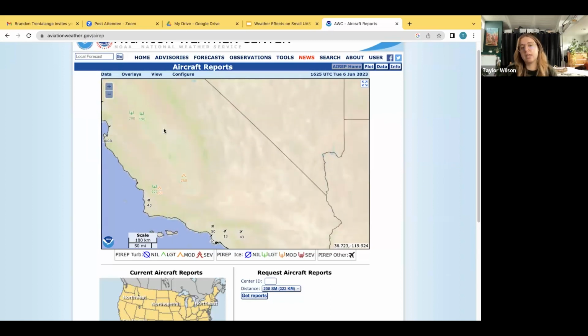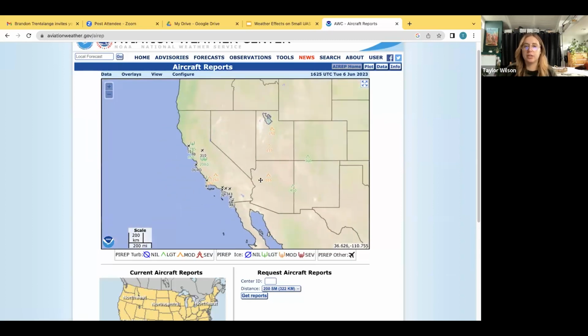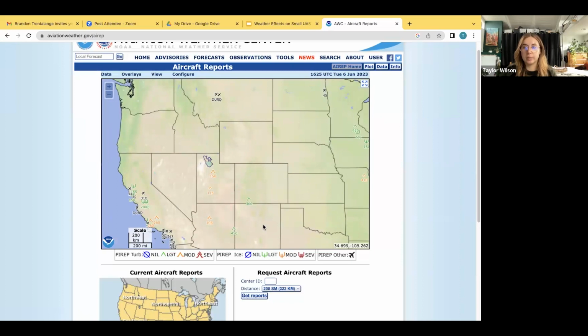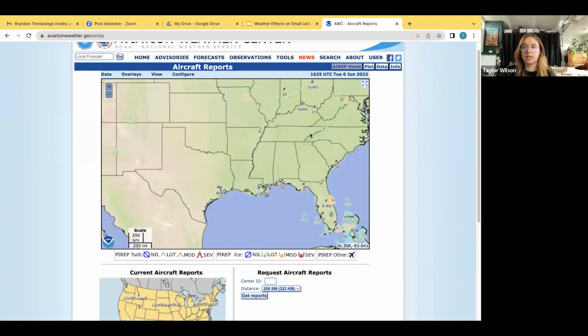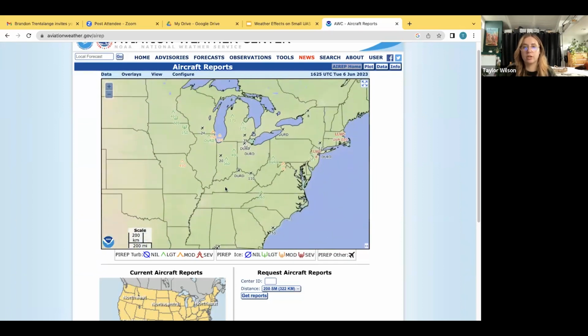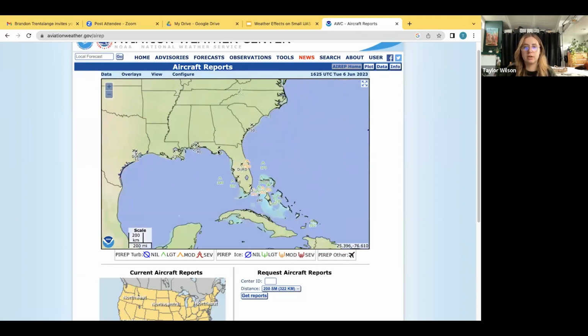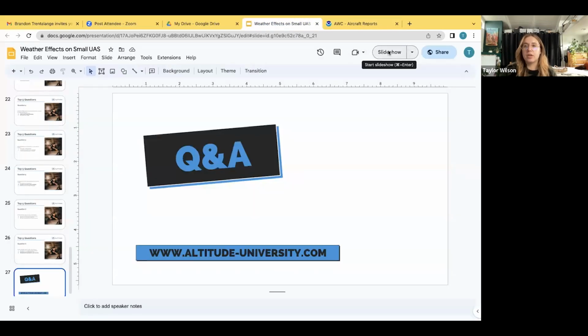But I would take a look at this before you're flying in your region, and see if there's been any reports for low level wind shear, or gusts, things like that. There's like quite a few over here on the East Coast or down south. But anyways, that is all I have for you guys today.